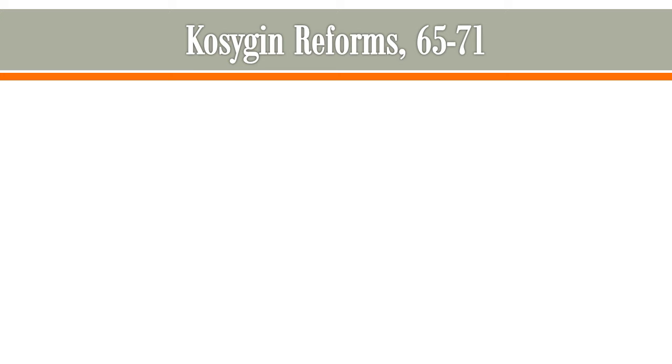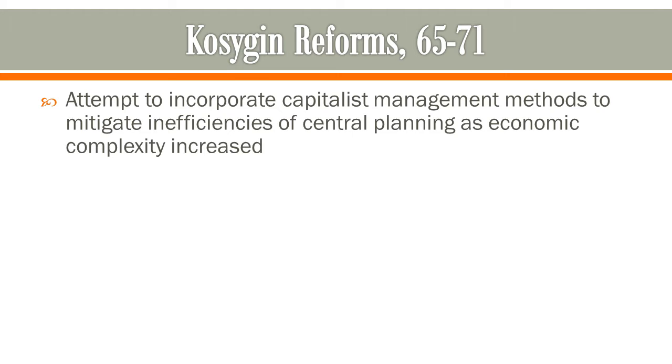And so from 1965 to 71, he makes an attempt at reforming the economy to improve it and get rid of a lot of the inefficiencies in the economy. And so his idea, and he had some support from economists within the Eastern European bloc, was to incorporate capitalist management methods to try to mitigate, that is, to make up for the inefficiencies of central planning as economic complexity increased.